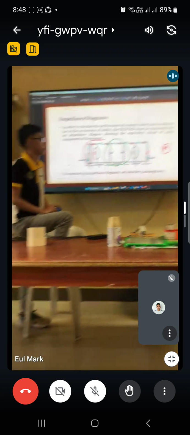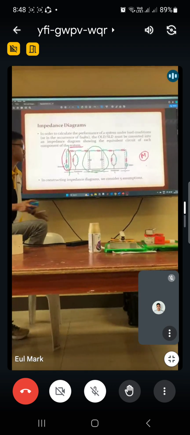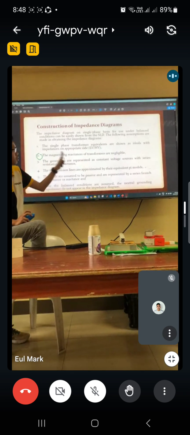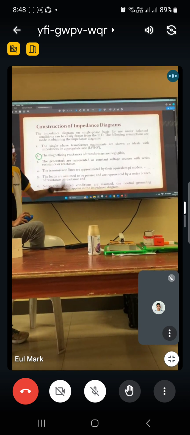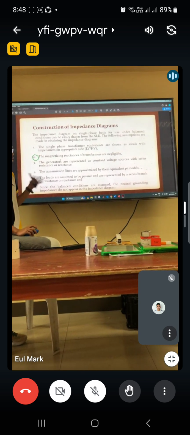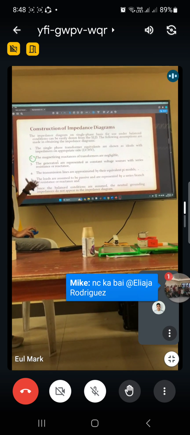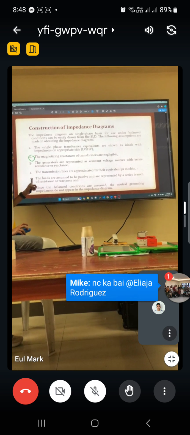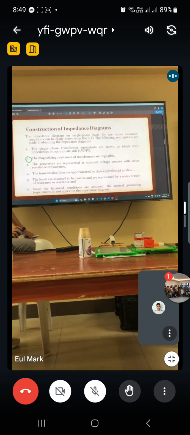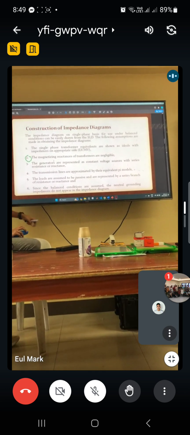So, for an impedance diagram, usually you omit that. So number 2 may sometimes be a special case. Okay, number 5. I know this is a lot to take in, but just familiarize yourself with how it's connected. Number 5, the loads are assumed to be passive and are represented by a series branch of resistance and reactance.